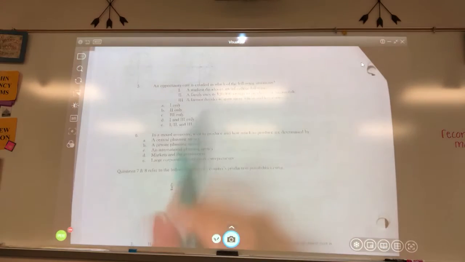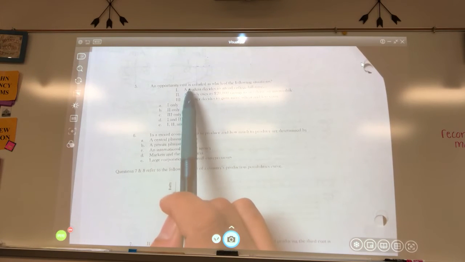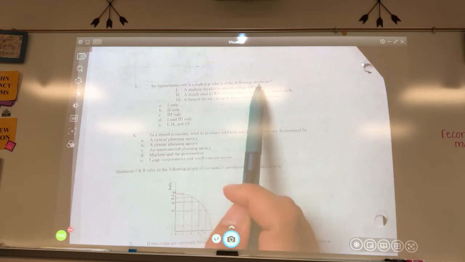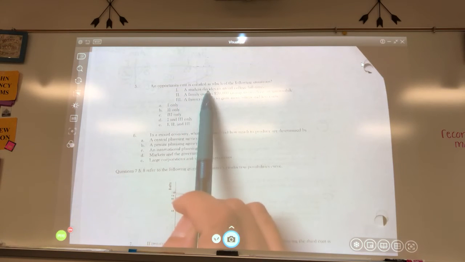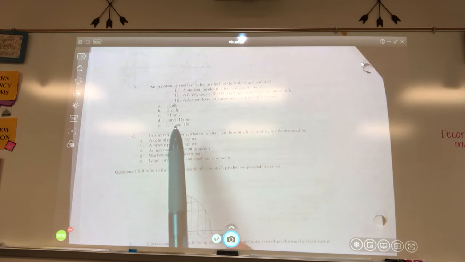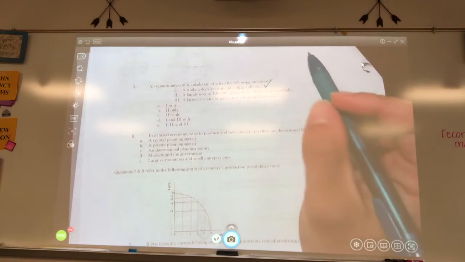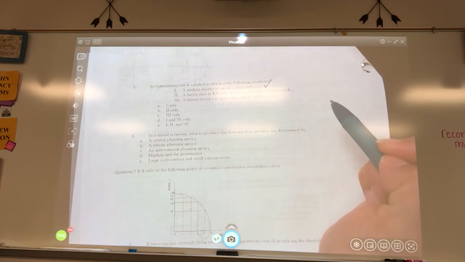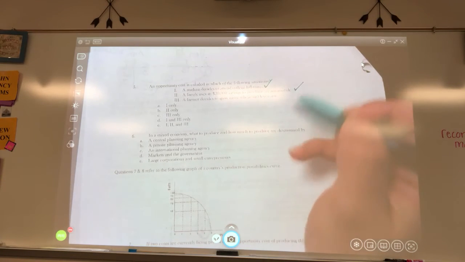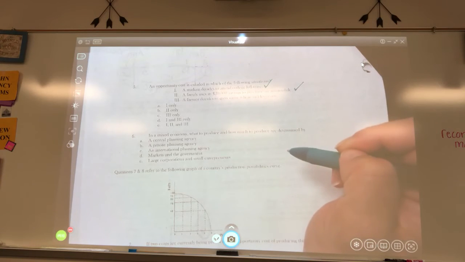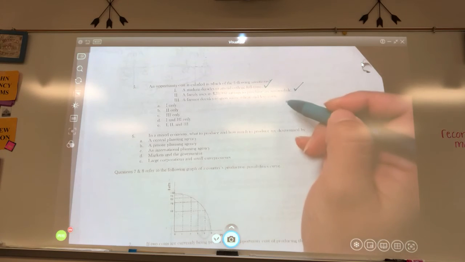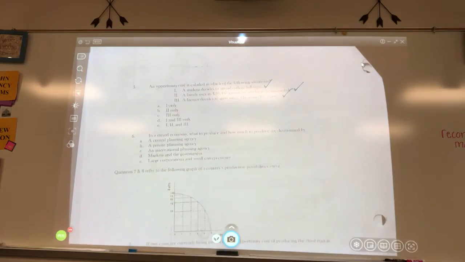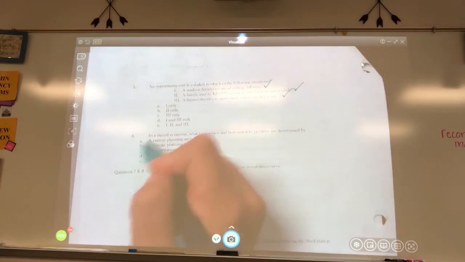Okay. An opportunity cost is entailed in which of the following situations? A student decides to attend college full time. Is there an opportunity cost there? Are they having to give up something? Yes, so that's an opportunity cost. A family uses $20,000 in savings to purchase an automobile. Is there an opportunity cost there? Yes, because they could have used that money for something else. A family decides to grow more wheat, less corn. Is there an opportunity cost? Yes, the corn. Dang it. So, what is my answer? E. Great.